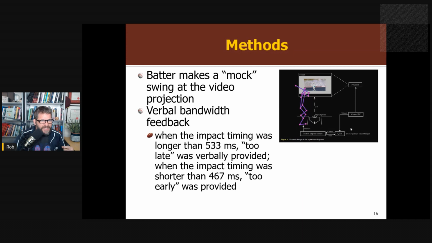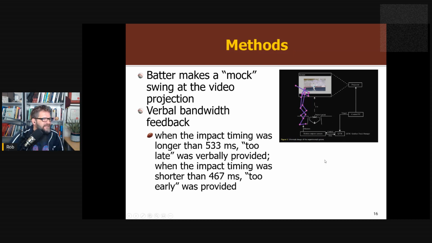They're doing a swing at this, trying to swing at this ball, and they have to imagine that it kept moving and swing at it. So they have no information from the ball flight itself, obviously. They get verbal feedback, bandwidth feedback. So if the accurate time is 500 milliseconds when you should be swinging, and it's longer than 533, the experimenter said too late to you. If it's shorter than 467 milliseconds, they said too early. So it's a very crude task, obviously, and not all the information is here. So there are a bit of issues with that too.